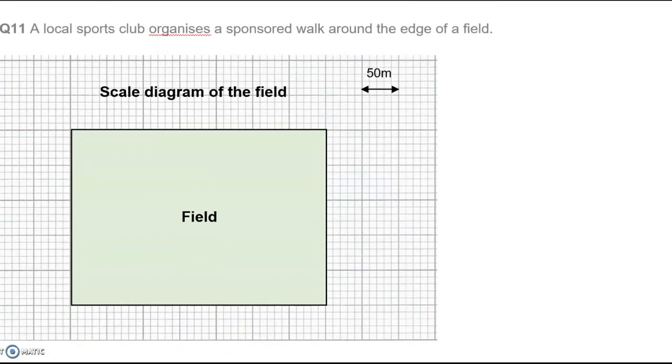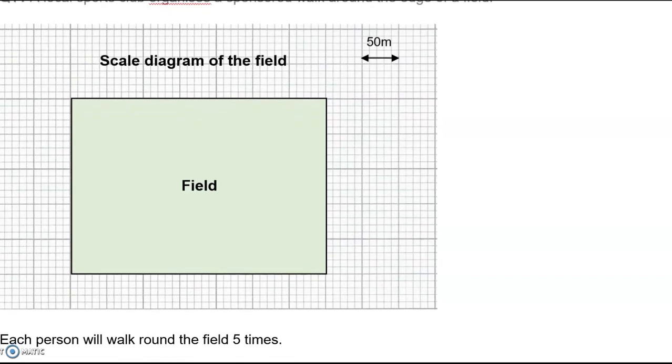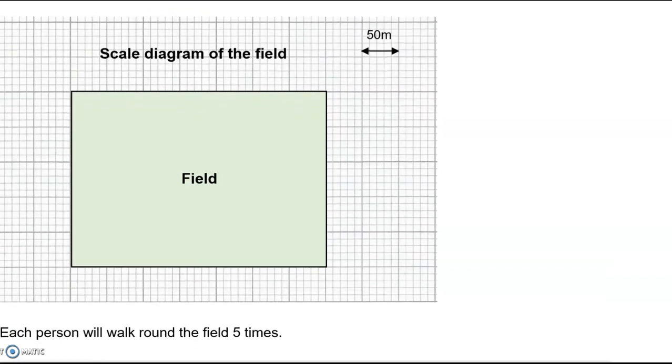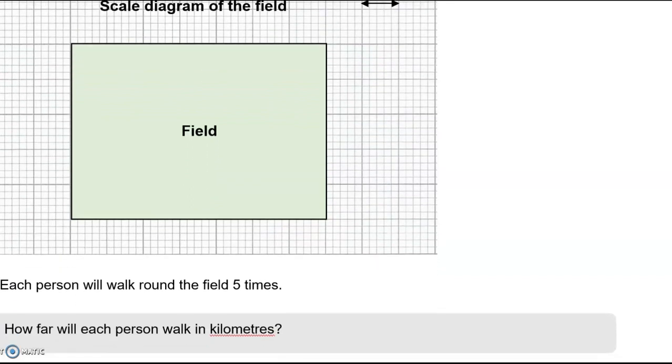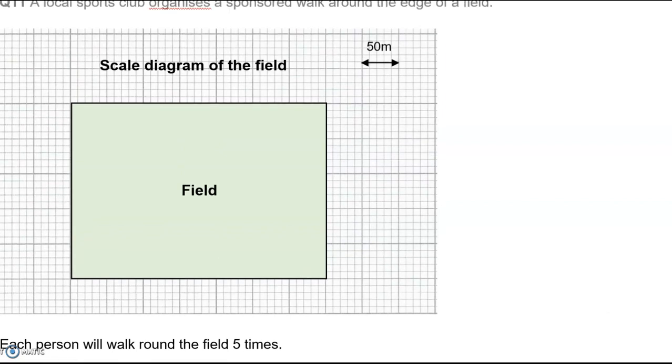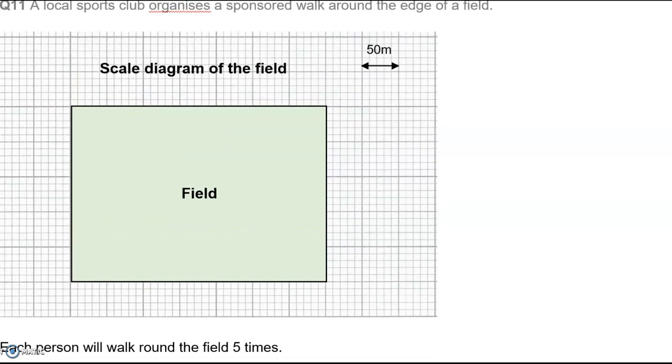Question 11. A local sports club organizes a sponsored walk around the edge of a field. We've got a scale diagram of the field. Each person will walk around the field 5 times. How far will each person walk in kilometers? Looking at the scale, we've got this length being equal to 50 meters, and we'll go around starting from here.